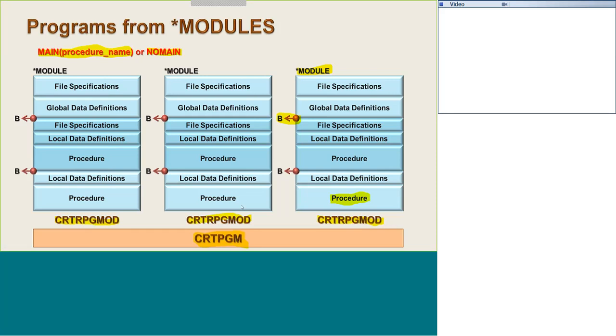All right, so let's have a look. Now that we know that you can create programs in various different ways, the next big question is, how do I create and how do I use an activation group? Because I have to use an activation group if I want to use ILE in the true sense of the word.